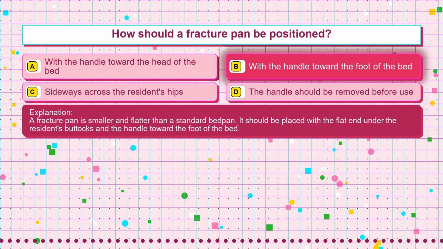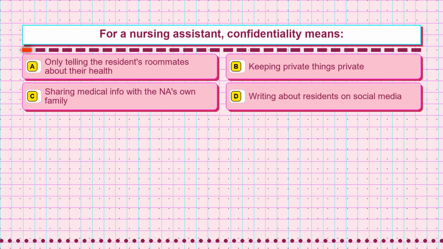Question 26. For a nursing assistant, confidentiality means: Option A. Only telling the resident's roommates about their health. Option B. Keeping private things private. Option C. Sharing medical info with the NA's own family. Option D. Writing about residents on social media.